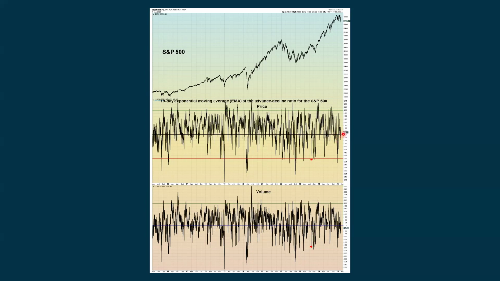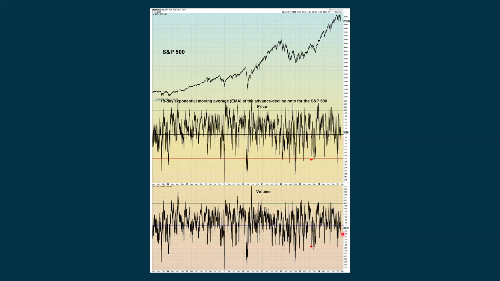Now, it's kind of interesting that we've been going down with the S&P, and this has actually been holding up fairly well. That also could suggest that money is coming out of growth stocks, so that would be the negative part of this reading, and it's going into value stocks, which would be the positive part of this reading. And so that's why it's kind of holding up around the zero line right now.